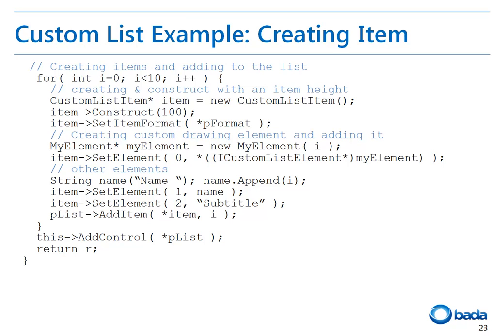Now let's take a look at the procedures to create the list item using the format. There are 10 items in the list. Each custom list item is created using the new operator and is constructed specifying the height as 100 for each iteration of the loop. Then, the constructed format is set and each element is added. The created item is then added to the list. As before, the created list control is added to the form to finish the initialization process.